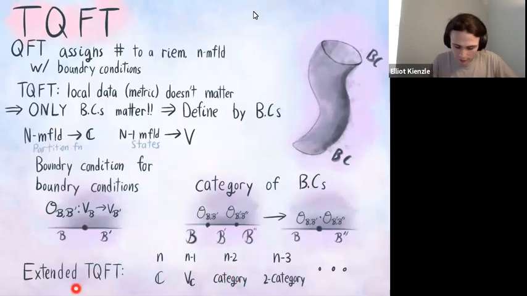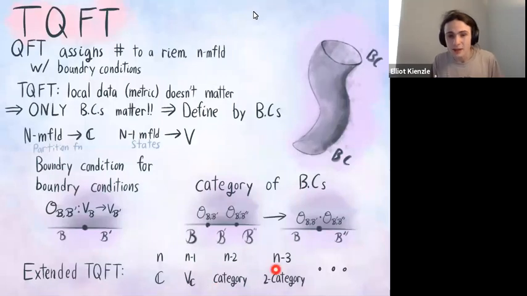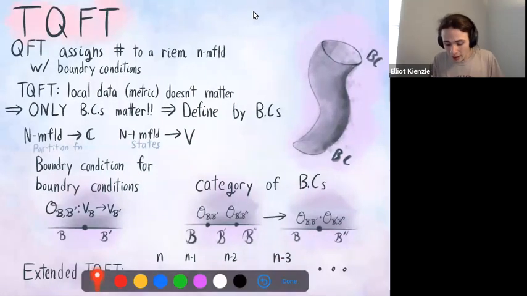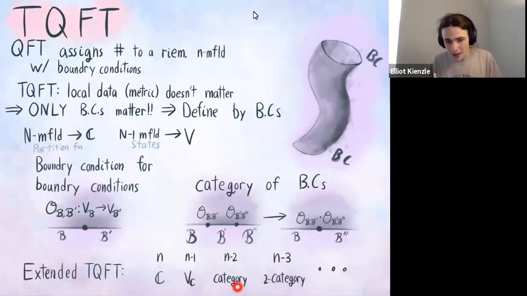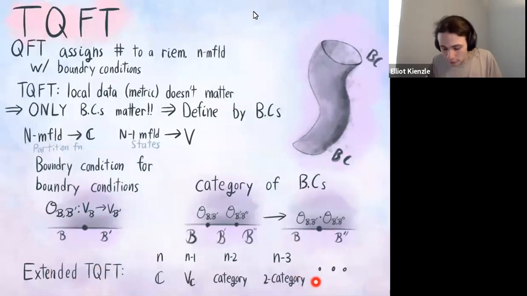Now, the idea with extended, we can do this whole operation a few more times, as many times as we want actually, and get what we call an extended TQFT. So what if we actually had a boundary condition of these boundary conditions of boundary conditions? So this would correspond instead to an n-3 manifold, and it'd be a category whose objects are categories and morphisms are endomorphisms of those categories themselves. That's called a two-category. And we can do this over and over and over again.